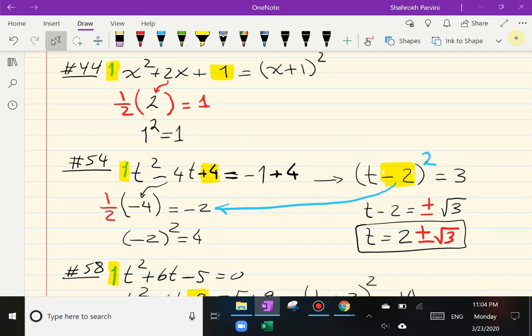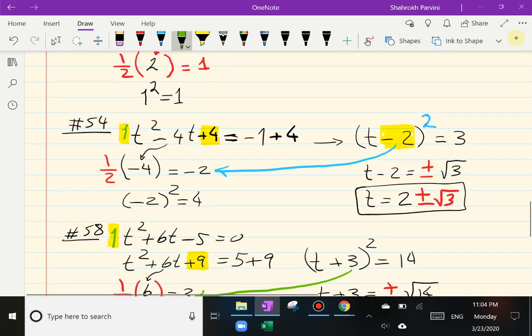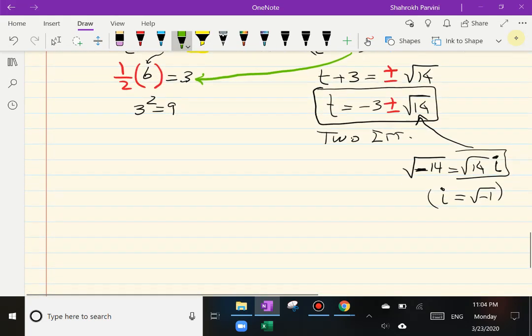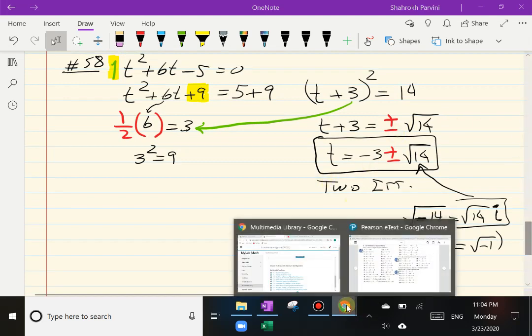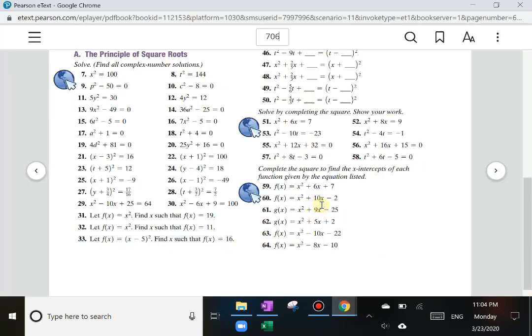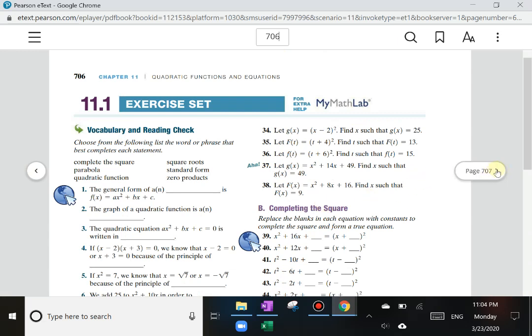It's because of the way we go about it, half of the middle term squared and so on. So, what if that coefficient is not a 1? Which brings us to exercise number 65. Let me again go to the page of the book, and we're going to take a look at the following page, page 707. That's where we have one of these types.